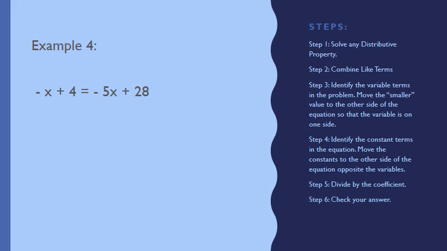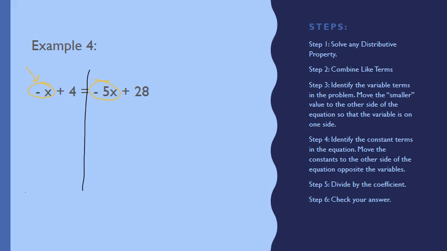Negative x plus 4 equals negative 5x plus 28. Let's find the middle of our equation, and let's find our variable terms, negative x and negative 5x. Since they're on opposite sides of the equation, we can't put them together. So instead, we need to get rid of one of these variable terms. We can get rid of a term by adding its opposite. So here, we just have to decide which one we want to get rid of. Let's get rid of the one that's worse.